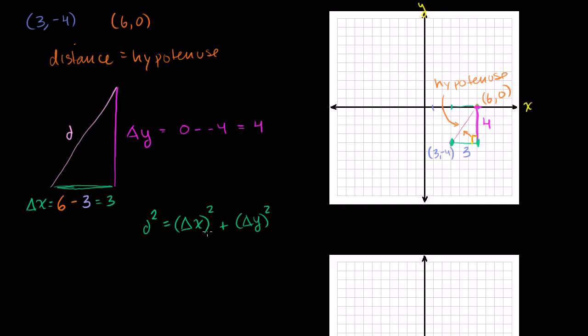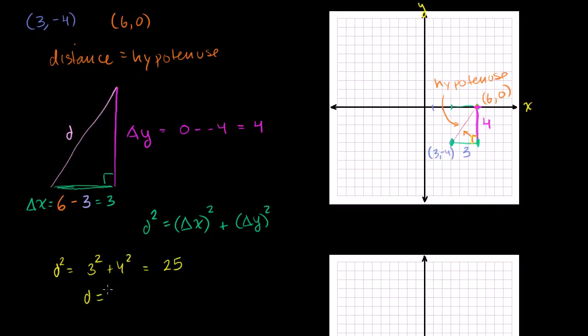This is nothing fancy. Sometimes people will call this the distance formula. It's just the Pythagorean theorem. This side squared plus that side squared is equal to hypotenuse squared, because this is a right triangle. So let's apply it with the numbers we have at hand. The distance squared is going to be equal to delta x squared, which is 3 squared, plus delta y squared, which is 4 squared. That is equal to 9 plus 16, which is equal to 25.